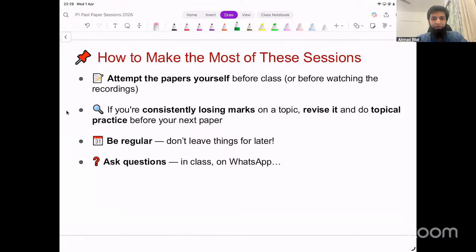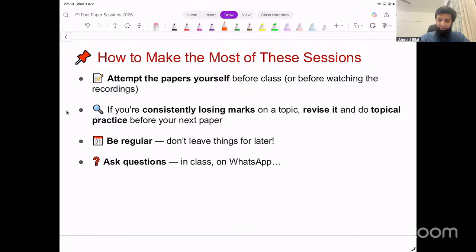Every single paper that you attempt, mark it using the marking scheme. Identify which topics you're losing marks in. Identify the concepts that you are struggling with. Before you do the next paper, make sure to go through those concepts again, and make sure that in the next paper you do, you're not repeating those same mistakes. The point of practicing these papers is that you improve your performance gradually. That will only happen when you learn from your mistakes.